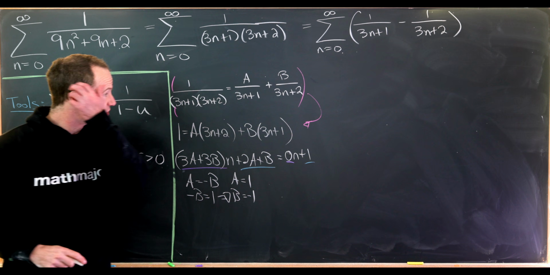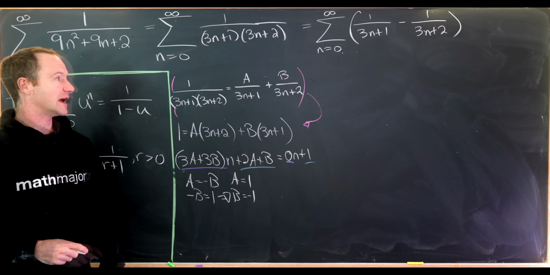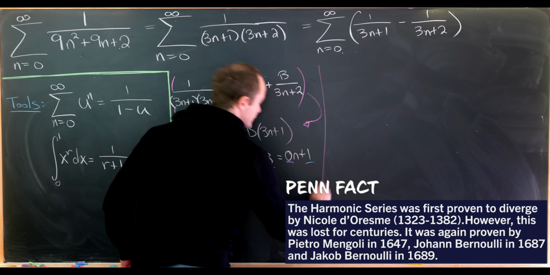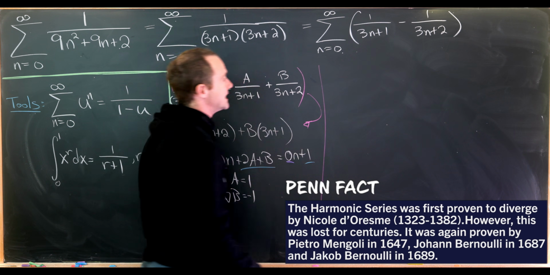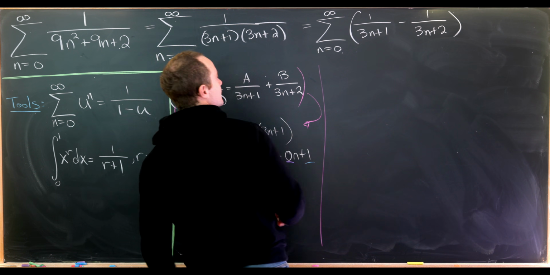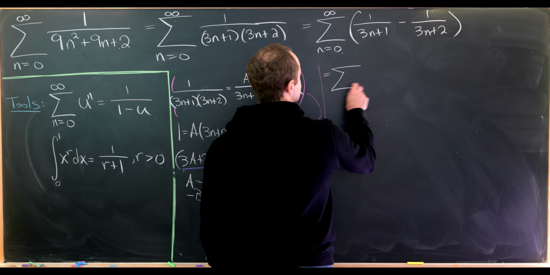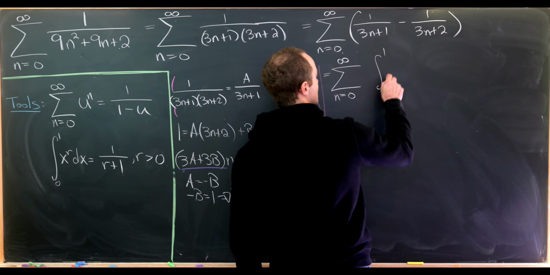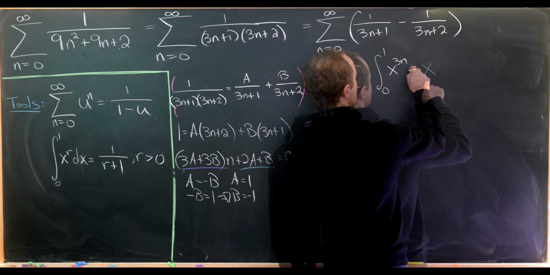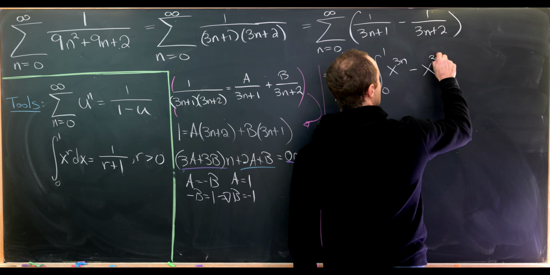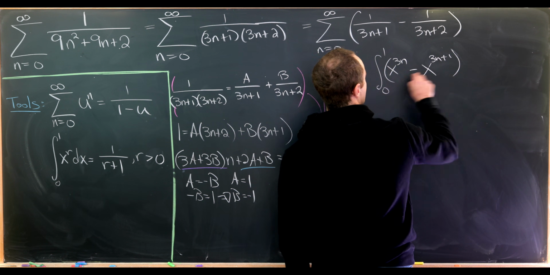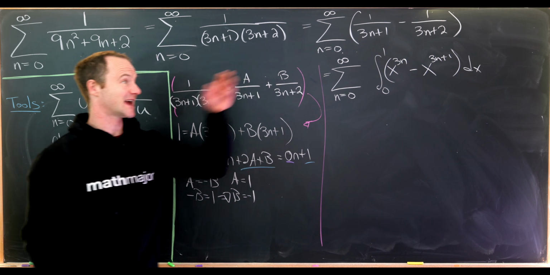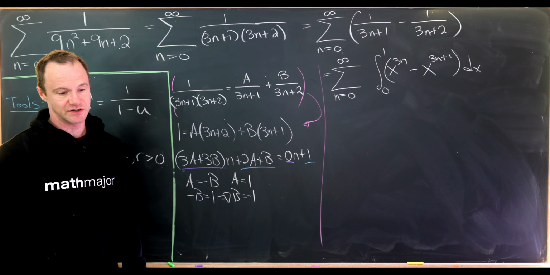And we can't break those into two separate sums because both of those diverge by a comparison with the harmonic series. That being said, we can use our second tool down here to rewrite each of those as integrals. That's exactly what we'll do. So I'll take this and I'll rewrite it as the sum as n goes from 0 up to infinity of the integral from 0 to 1 of x to the 3n minus x to the 3n plus 1, and then dx. So the first term will give us this 1 over 3n plus 1. The second term will give us that 1 over 3n plus 2.